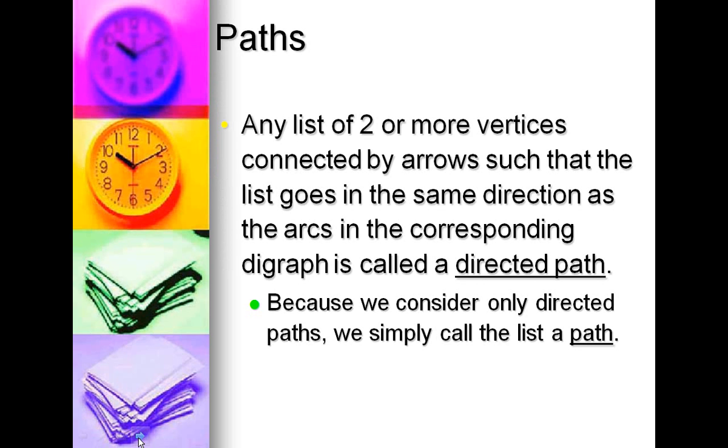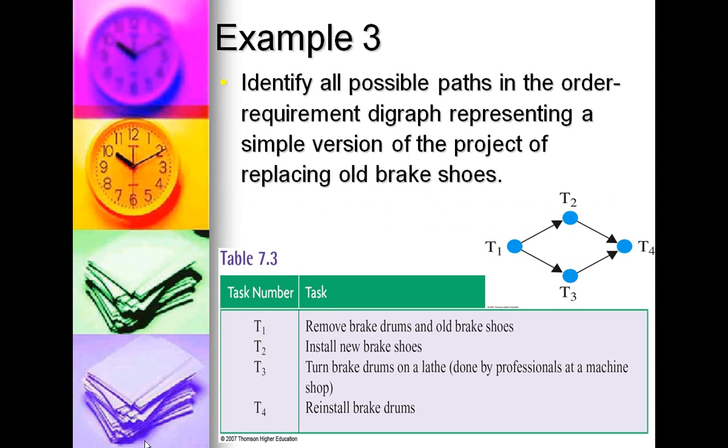So if we identify all the paths in the order requirement digraph represented in this replacing the old brake shoes, we could have T1, T2, T4, that's a path. T1, T3, T4, that's a path. T1, T2, or T1, T3, or T2, T4, or T1, T4. So you have lots of different paths as long as you have two vertices and they follow that precedence relationship, preference relationship, order requirement, whatever you want to call it, you have a path.